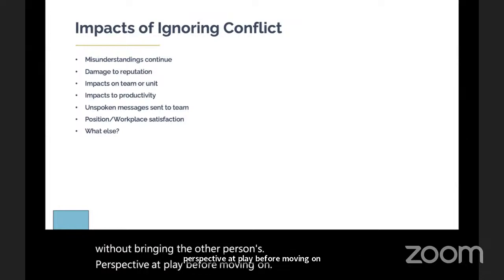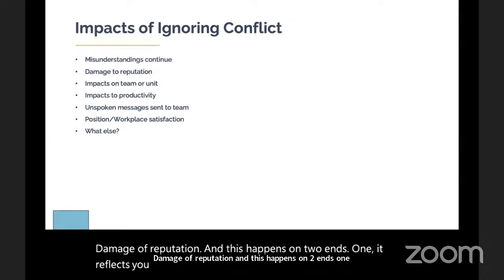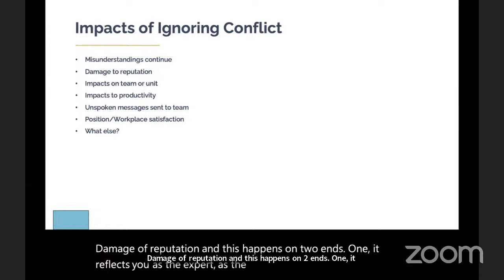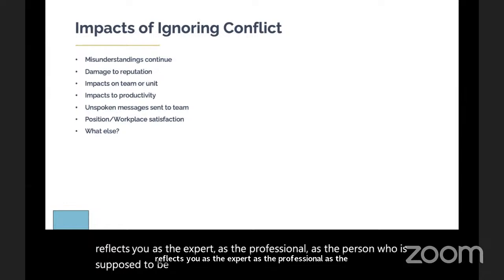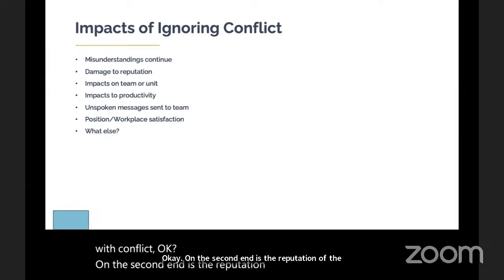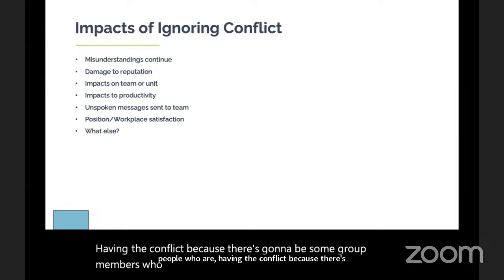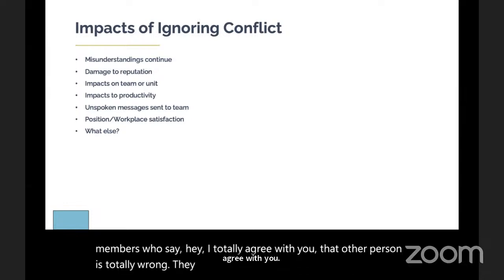Damage of reputation, and this happens on two ends. One, it reflects on you as the expert, as the professional, as the person who is supposed to be there to teach each group member how to deal with conflict. Okay. On the second end is the reputation of the two people who are having the conflict, because there's going to be some group members who say, hey, I totally agree with you. That other person is totally wrong. They don't understand. They don't get it. And vice versa for that other person.